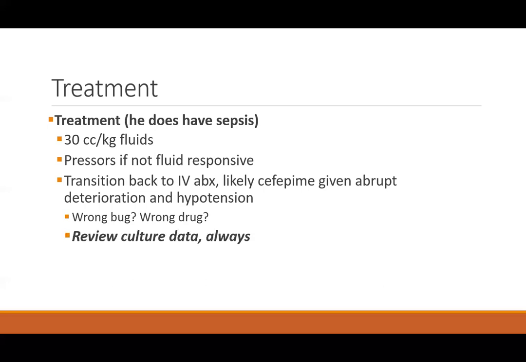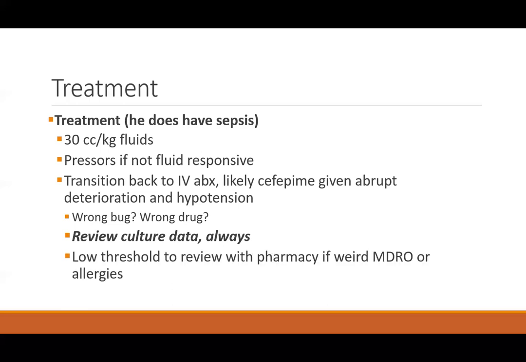It's also important to always review culture data. You'd be surprised how many times you'll go back and find that this patient was actually here 3 months ago and they had VRE at that time, or they were here 3 months ago and they did have an ESBL. So make sure that you're aware if a patient has a history of multi-drug resistant organisms, which would prompt you to reach for a different antibiotic than you otherwise might.